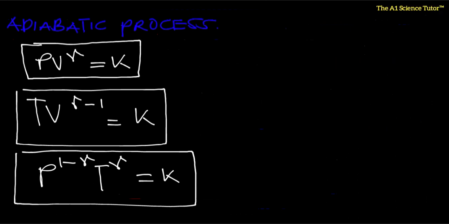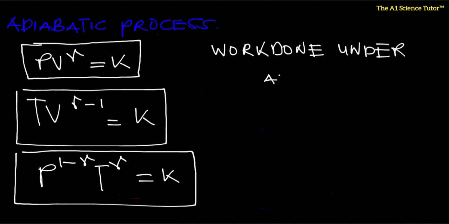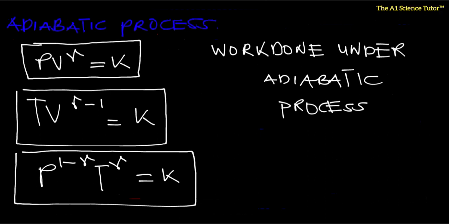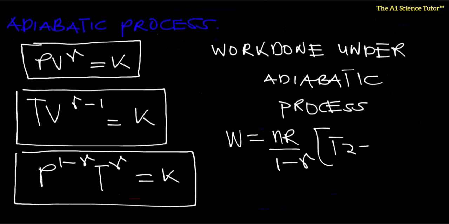Now, one of the last things that you need to know under an adiabatic process is the work done under an adiabatic process. How is it written? This is basically what you have: W is equal to nR divided by 1 minus gamma, multiplied by T2 minus T1. So this is basically what you have.